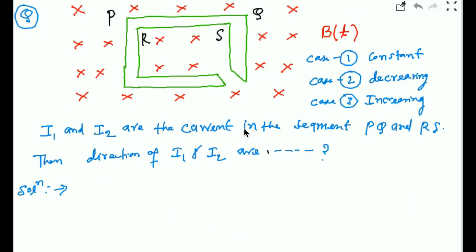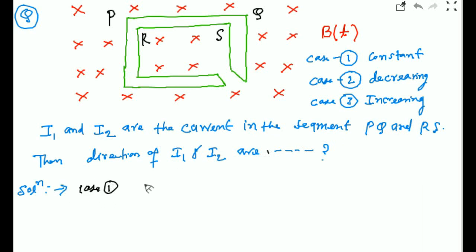So this is the next question. You can see a coplanar loop placed in a perpendicular magnetic field, as in this figure. The magnitude of the magnetic field is given: case 1 is constant with respect to time, the second case is decreasing with respect to time, the third is increasing with respect to time. I1 and I2 are the currents in the segments PQ and RS. Then find the direction of I1 and I2. Okay, now go for case 1.